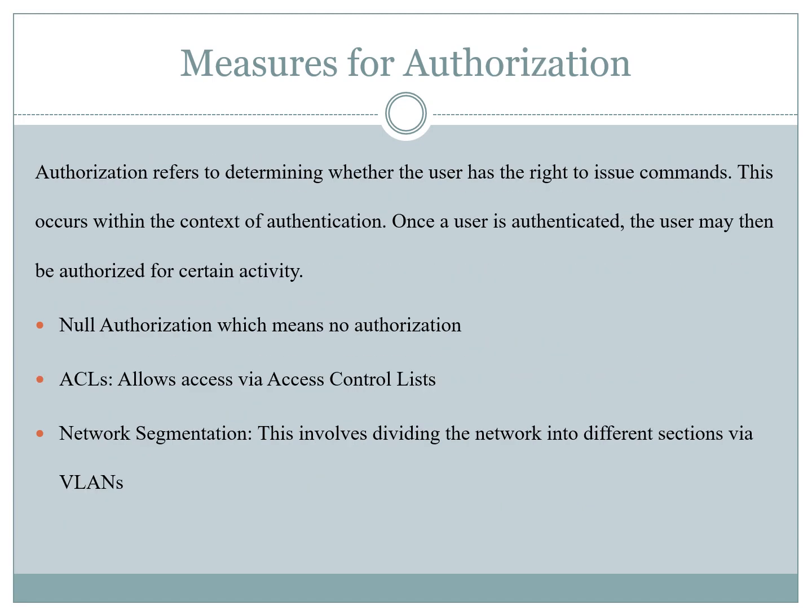Measures for authorization. Authorization refers to determining whether the user has the right to issue commands. This occurs within the context of authentication. Once a user is authenticated, the user may then be authorized for certain activity. Null authorization means no authorization. ACLs allow access via an access control list. Network segmentation involves dividing the network into different sections via VLANs.